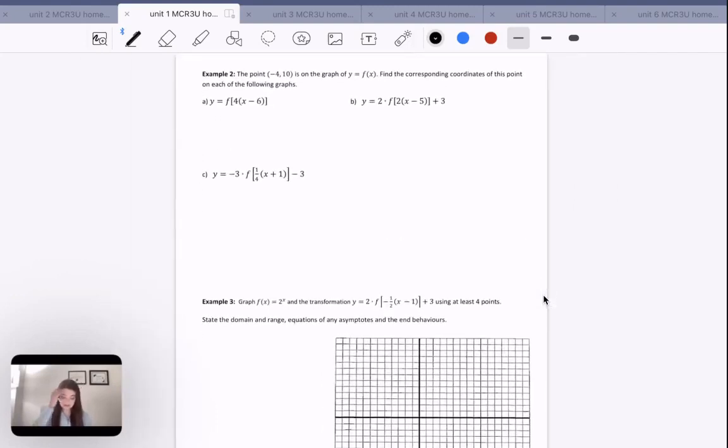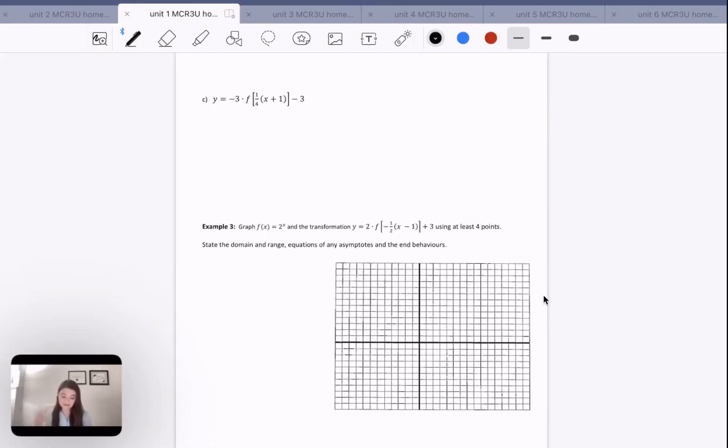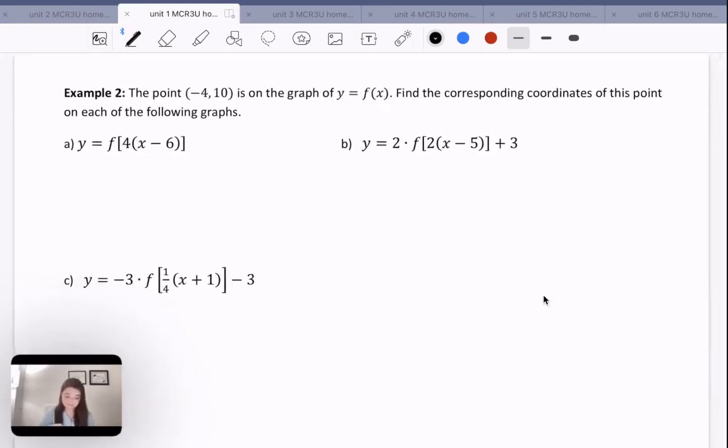I want to go through today, if we have a certain point on a graph, how we could find the transformed point, and also how we could actually graph a sample parent function as well, which is the exponential function. So that's what we're going to be learning today.